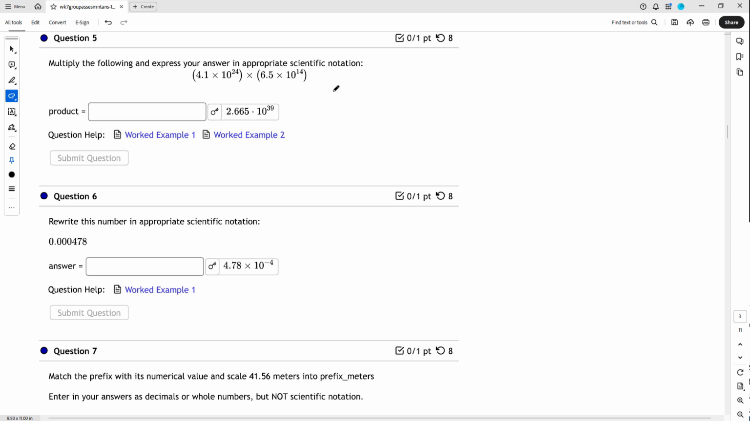Number 3. Multiplying out, we end up with 4.1 times 6.5 times 10 to the 24 times 10 to the 14. Multiply 4.1 times 6.5. And I end up with 26.65. 26.65 times 10 to the 24th times 10 to the 14th.